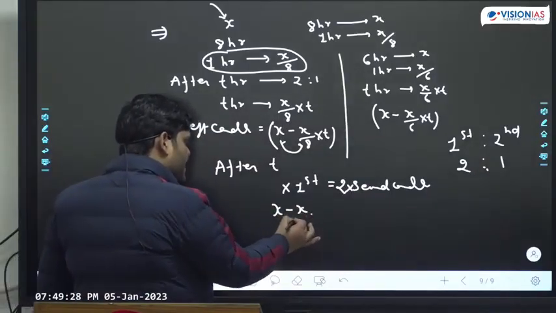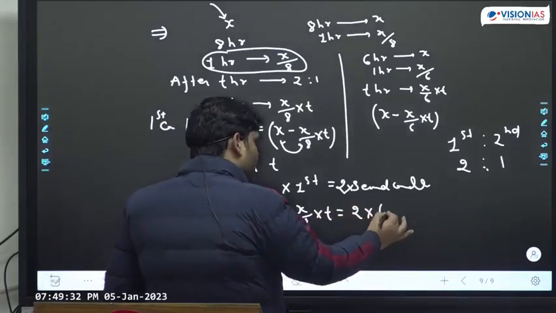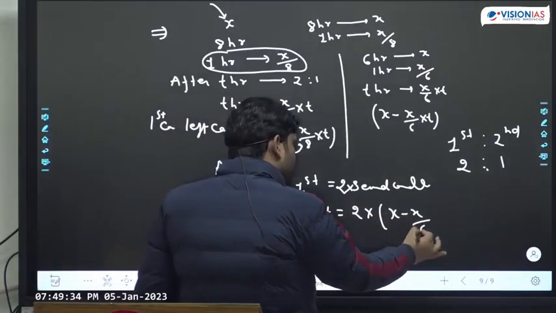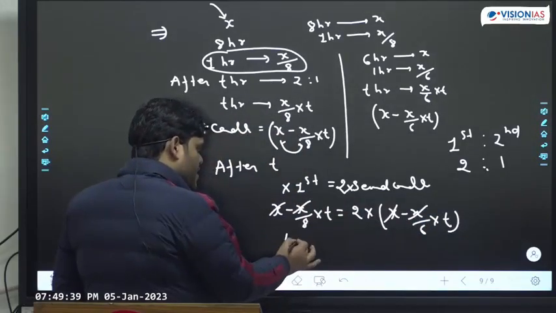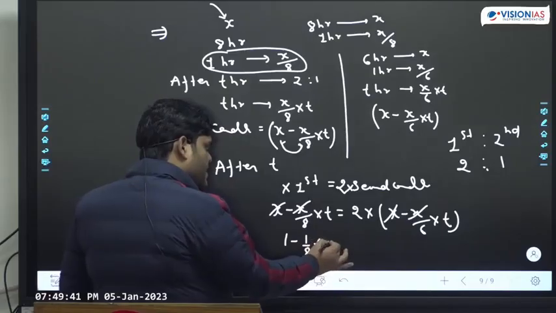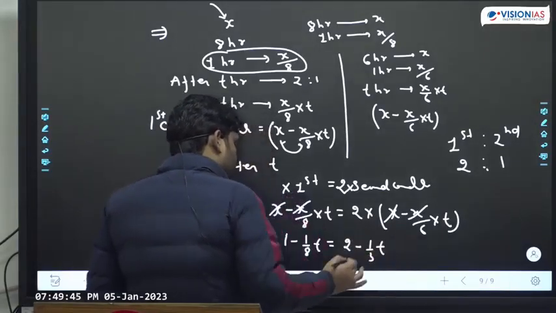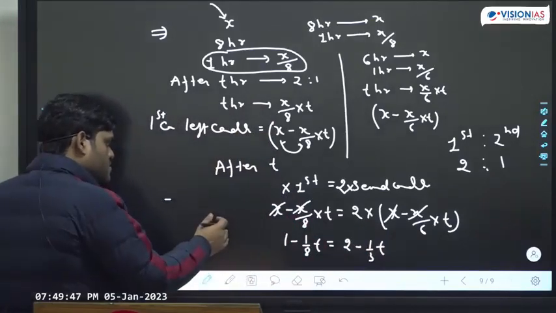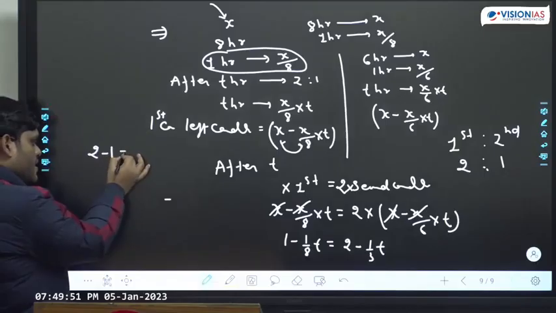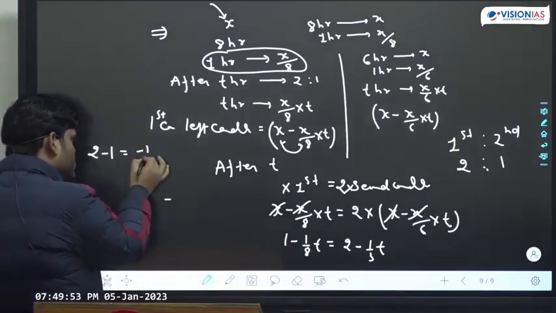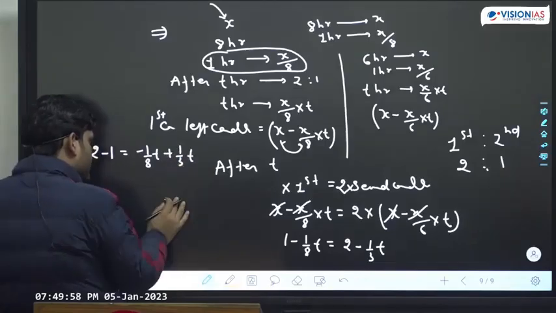x minus x by 8 into t is equal to 2 into x minus x by 6 into t. This x will cancel out from everywhere. 1 minus 1 by 8t is equal to 2 minus 1 by 3t. This 1 will come on that side. So 2 minus 1 is equal to minus 1 by 8t plus 1 by 3t.